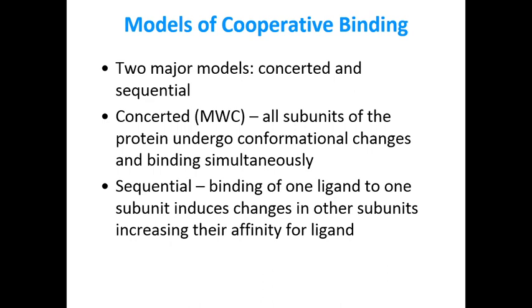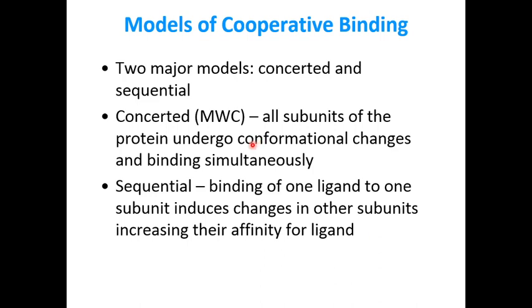As we saw in part 2, hemoglobin is an oxygen-binding protein that involves structural changes in its multiple subunits as a result of oxygen binding cooperatively. So there are two different models that have been proposed for cooperative binding of a ligand to a multi-subunit protein.